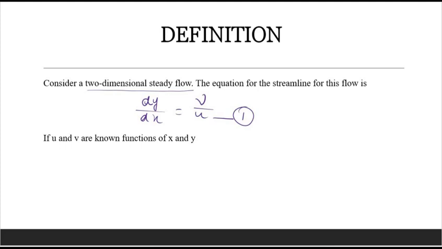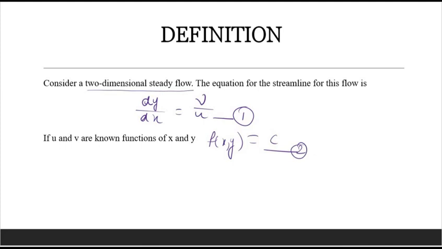Now if I say that u and v are known functions of x and y, which means I can integrate them in order to yield an algebraic equation, correct? In order to get an algebraic equation for streamline, I can integrate the above equation. So can I write the algebraic equation in the form f of x, y equal to c? Let us say this is our equation 2.